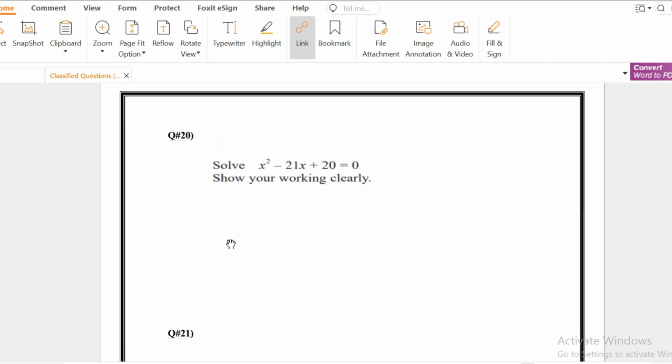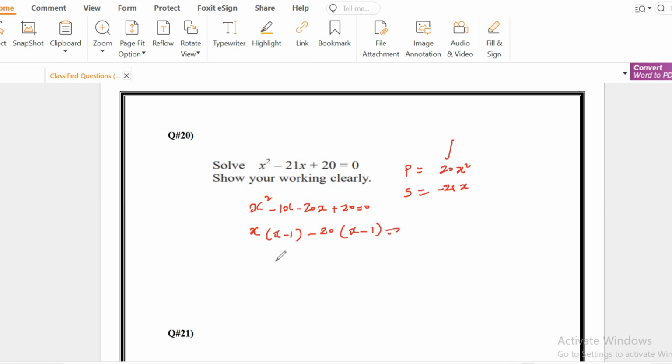Next, we have: solve x square minus 21x plus 20 equals 0. Show your working clearly. Of course, it's a quadratic form. We can think about the factorization concept as well. So our product is equal to 20x squared, sum equal to minus 21x. We need two numbers to multiply to get 20, means 20 into 1, and 20 plus 1 is 21. So both must be negative, means x squared minus 1x minus 20x plus 20 equals 0. If we take x common, x minus 1, minus 20 common, so x minus 1, and here we have x minus 1 common, so x minus 20 is equal to 0. x minus 1 equals 0, x minus 20 equals 0. That means x is equal to 1 and x is equal to 20. I hope it is clear.